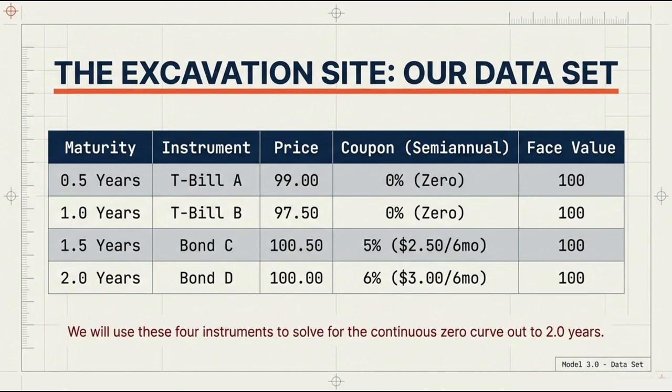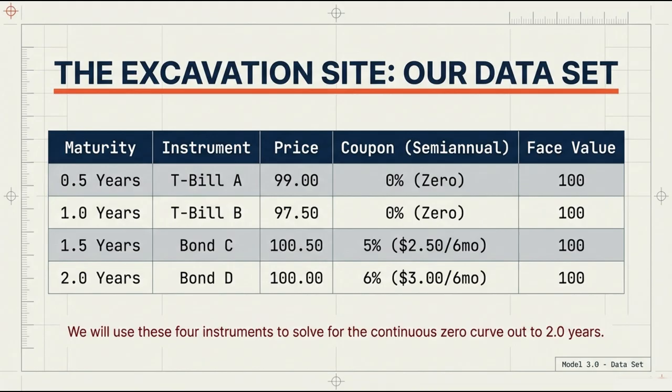For 0.5 years, we have T-bill A with a cash price of 99.00. For 1.0 year, T-bill B with a price of 97.50. Both have a face value of 100. Correct. Then at 1.5 years, we have bond C. It has a price of 100.50, a 5% semi-annual coupon, so it pays 2.50 every 6 months. And finally, at 2.0 years, we have bond D. It's trading exactly at its par value of 100.00, and it has a 6% semi-annual coupon, so it's paying 3.00 every 6 months. Perfect. That's our data set.